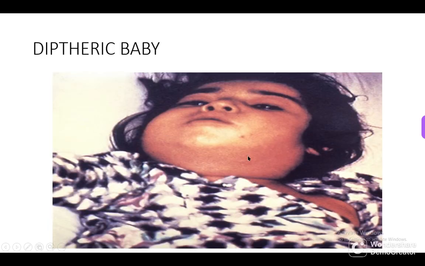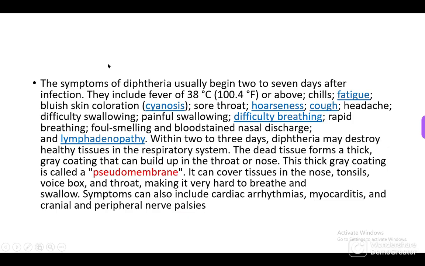Now this is a diphtheric baby: swollen neck, flushing, very high respiratory rate. On the throat, you find the pseudomembrane. Usually the symptoms of diphtheria appear in 2 to 7 days, 4 days being the incubation period. They have a fever of 100.4 degrees Fahrenheit or above, with chills, fatigue, bluish coloration, cyanosis because of the deficiency of oxygenation, sore throat, hoarseness, cough, headache, difficult swallowing, painful swelling.